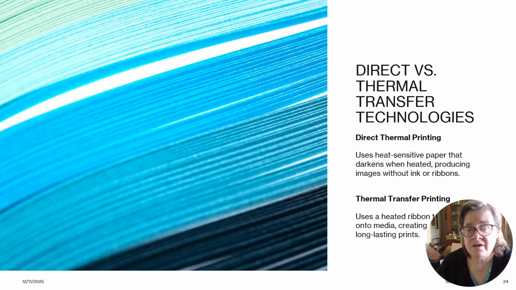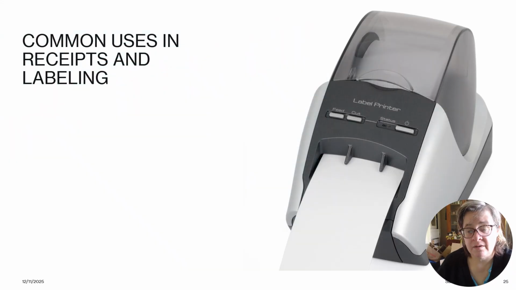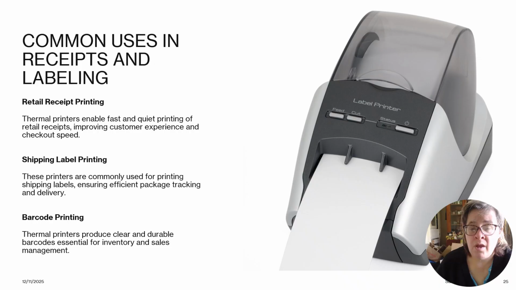Direct thermal printers use heat-sensitive paper that darkens with heat, while thermal transfer printers use heated ribbon to transfer ink onto the various media for durable prints. Thermal printers are widely used in retail for printing receipts, as I said, shipping labels and barcodes due to their speed, quiet operation and low maintenance needs.